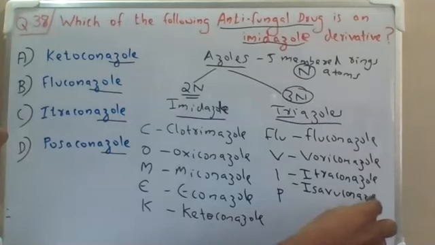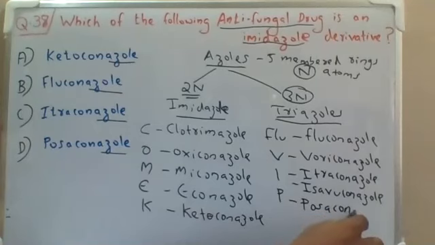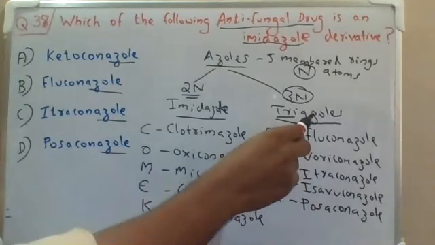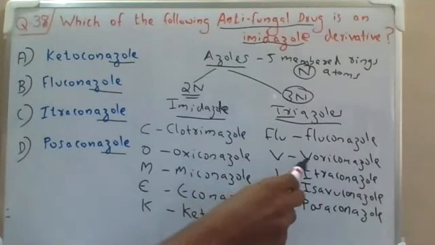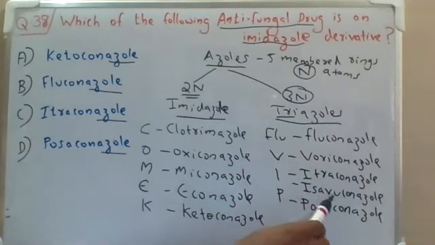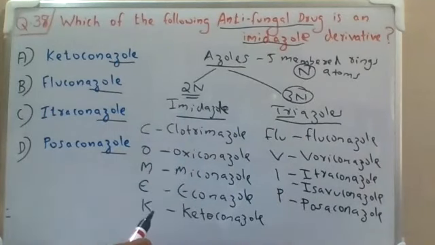We have discussed isavuconazole in yesterday's video. And P stands for posaconazole. So remember the mnemonic flu VIP: fluconazole, voriconazole, itraconazole, isavuconazole, and posaconazole belong to the triazole category, whereas COM-EK belongs to the imidazole category of drugs.